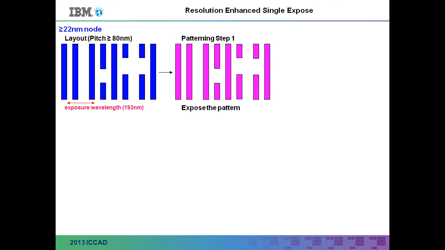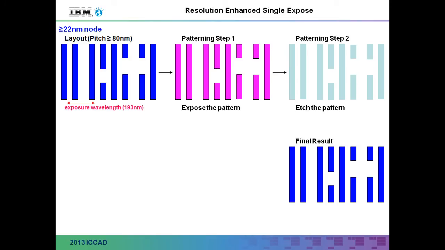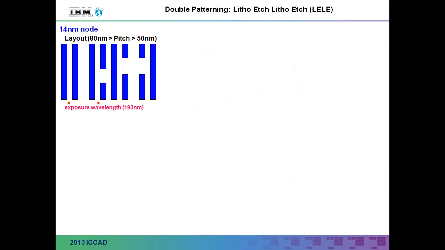So at 80 nanometers, things are easy. The way we pattern is there's a single expose. I don't know why I chose purple; there's no significance to it. And then you etch it, and you're done. So this is single expose lithography. It takes you down to 80 nanometers.